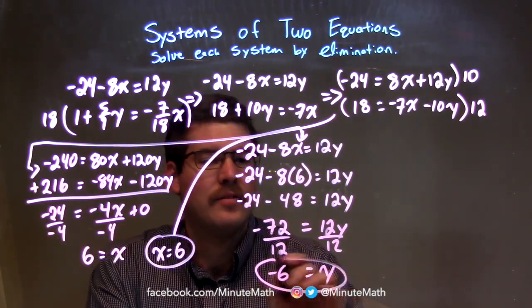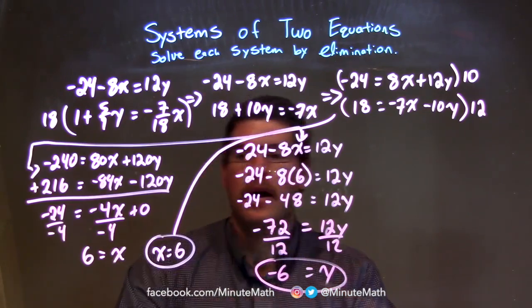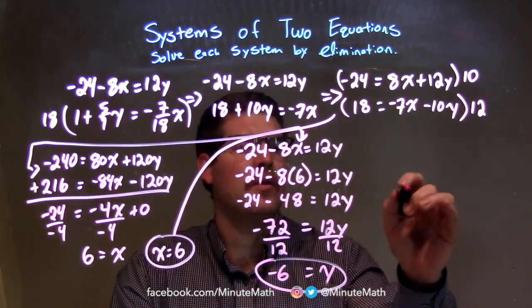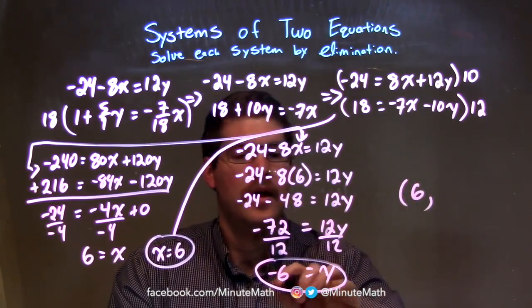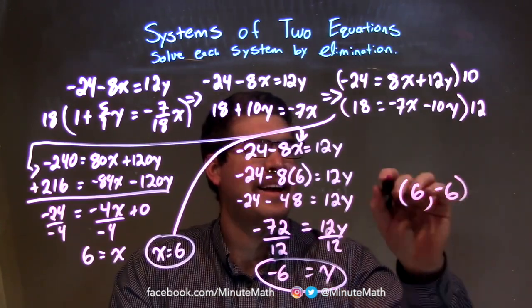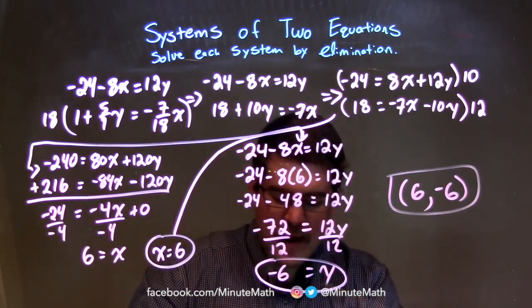Alright, so we have x is a positive 6, and y is a negative 6. Either way, it doesn't matter. Our final answer is written like this: x first, 6. y is a negative 6, and that is our coordinate point and our final answer.